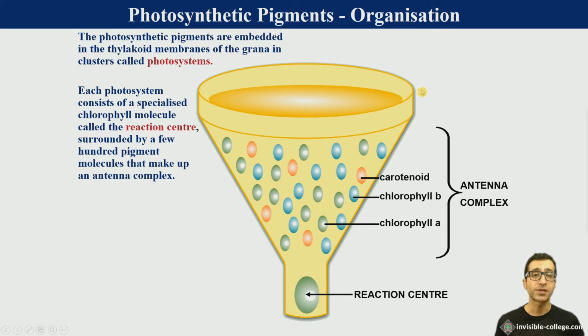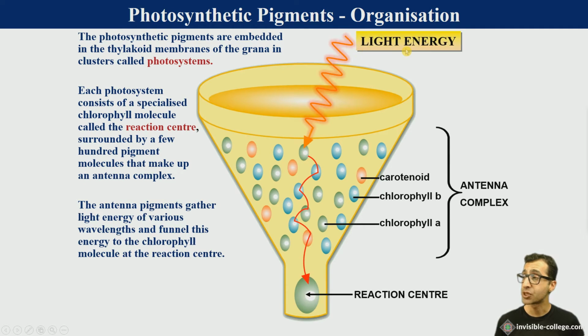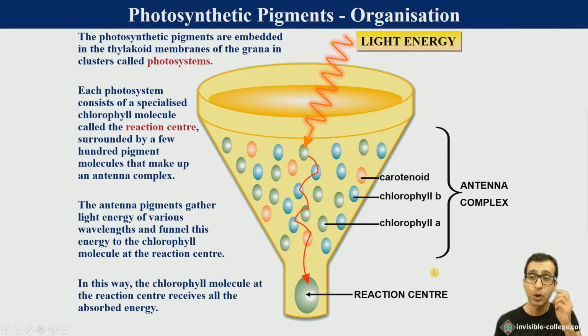So, the antenna pigments will gather the light energy of various wavelengths and funnel this energy towards the reaction center. So, the incoming light energy is absorbed, and then the electrons are passed, as we'll see, between these various pigments and molecules, until eventually the energy that was originally carried by those photons of light energy is passed to this specialized chlorophyll molecule that we call a reaction center. So in this way, the chlorophyll molecule at the reaction center eventually receives all of the energy which has been absorbed by all of these various pigment molecules which make up the antenna complex.